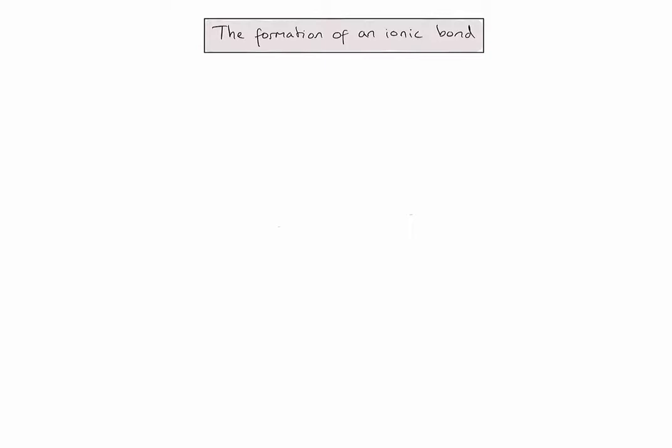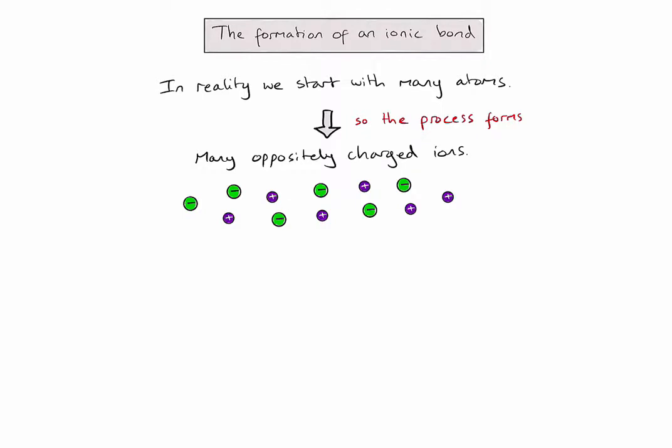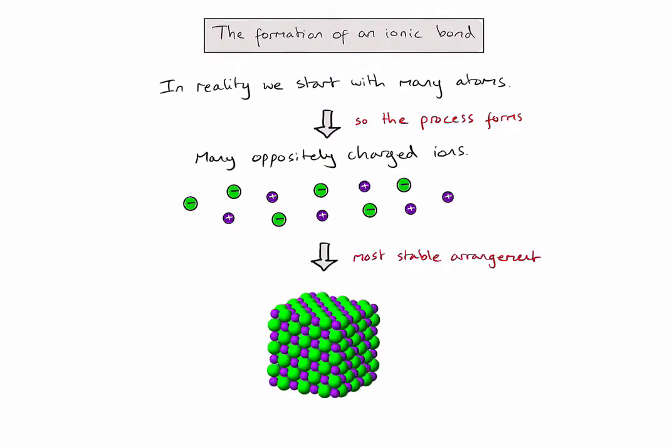In reality, we start this process with many atoms of each element. So during the process, we actually form many oppositely charged ions. And if I consider the most stable arrangement of many oppositely charged ions, I might predict that they end up something like this. Here we can see a nice 3D lattice structure where the ions are arranged in an alternating fashion. And this means that instead of just 1 positive ion being attracted to 1 negative ion, each ion is actually attracted to several oppositely charged ions in the lattice.